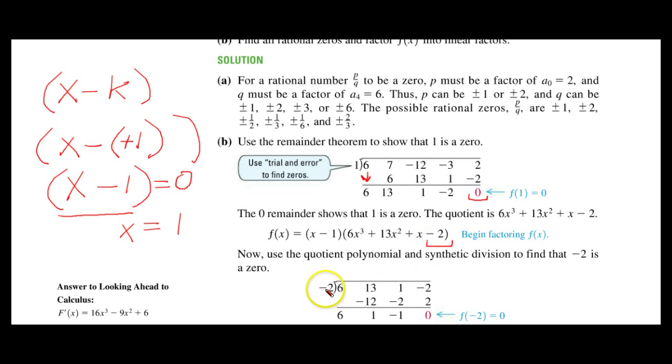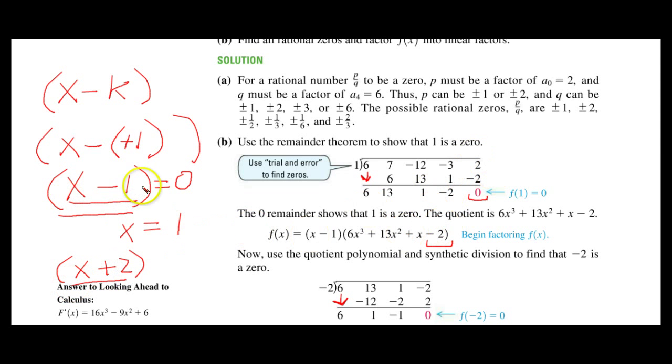So we put our negative 2 in, we do our synthetic division, and we end up with this. And 0 is the remainder, so this is a factor. Now, what would this be? Remember, opposite sign. So this is going to be x plus 2. So far, we have 2 factors. We have this one and this one.